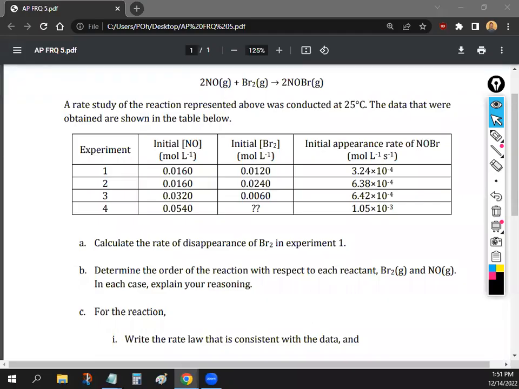Okay, so for part A, you should be able to recognize just based on the stoichiometry. If you notice, there are 2 moles of NO and 1 mole of Br2, right? So you should be able to recognize that NOBr, this compound right here, is going to appear at twice the rate as this one disappears. Let me write that somewhere just so we have it as reference. So NOBr is going to appear 2 times the rate as Br2 disappears.